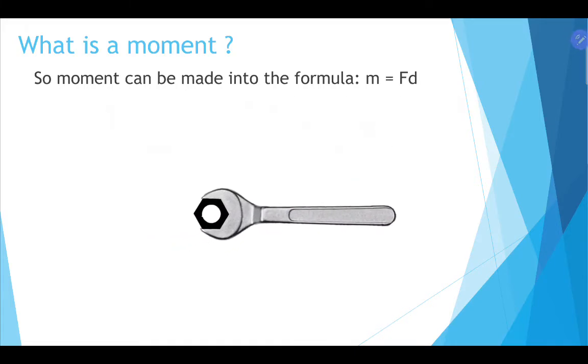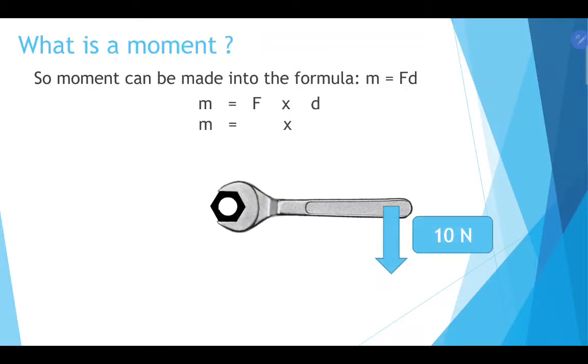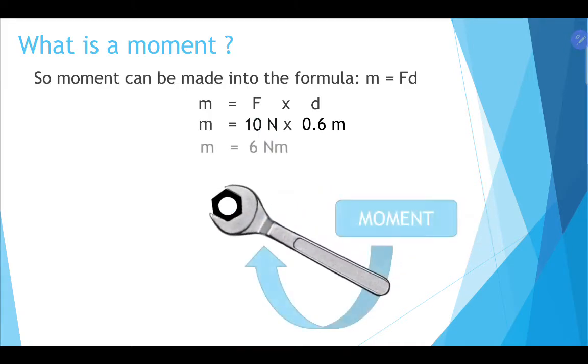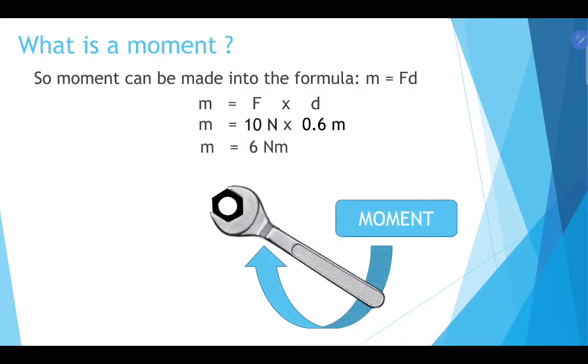All right. Let's look at an example. We want to calculate the moment for the turning effect of the spanner. The force you used on the spanner was 10 Newton, so you put F = 10 N there. The distance between the pivot and the force was 0.6 meters, so you put 0.6 meters. 10 times 0.6 is 6 Newton meter. This is a 6 Newton meter moment in a clockwise direction. The turning effect is in a clockwise direction.